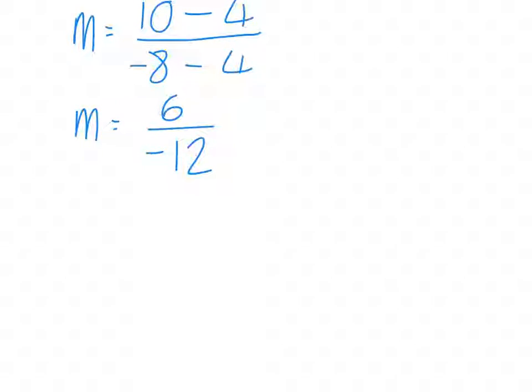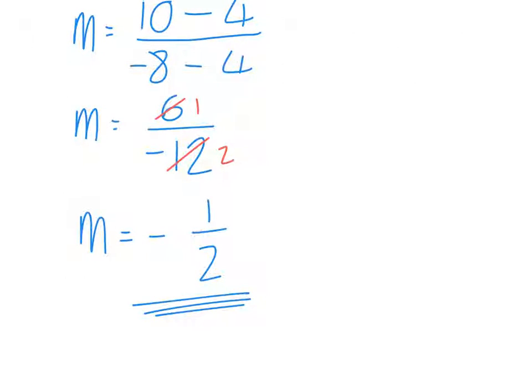So the whole answer is going to be negative, we know that. And we have 6 over 12, which will simplify. 6 goes into 6 once, 6 goes into 12 twice, so it's going to be negative 1 over 2, or negative a half. So the gradient of the first line is negative a half.